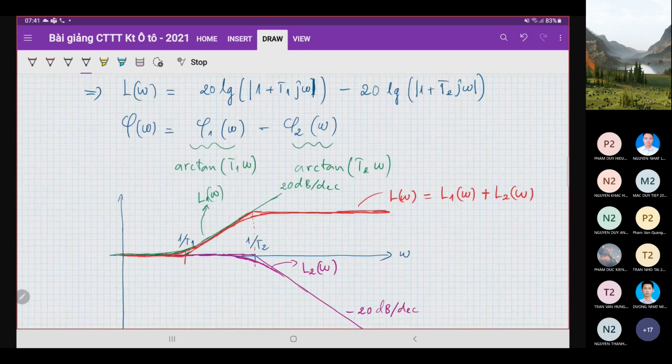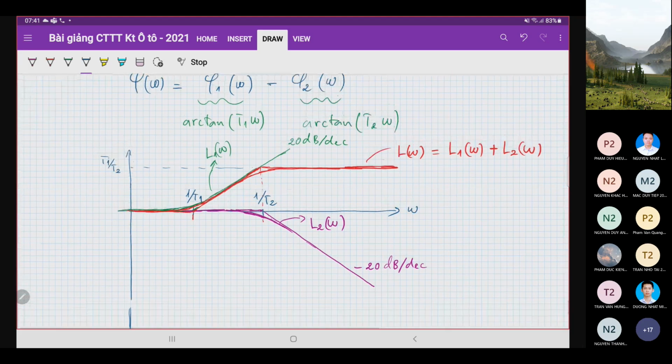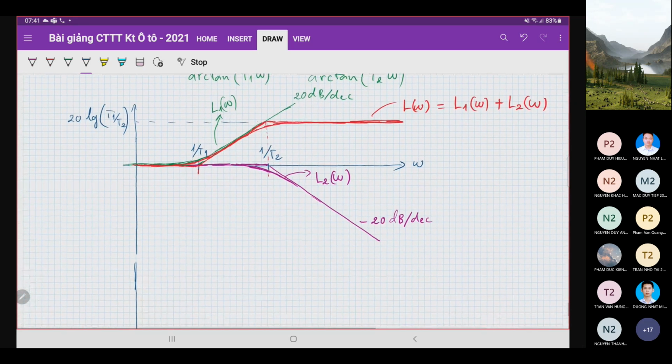The magnitude of this one will be T1 over T2, right? And of course 20 log of T1 over T2, right?